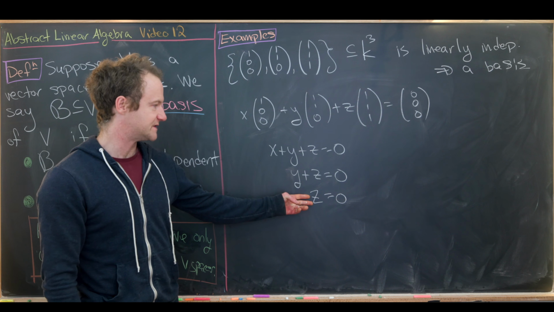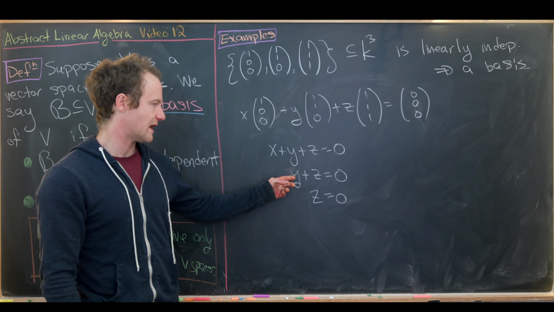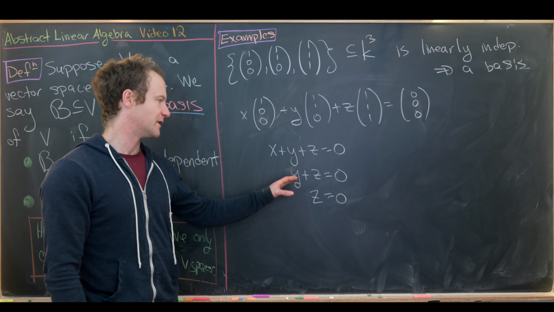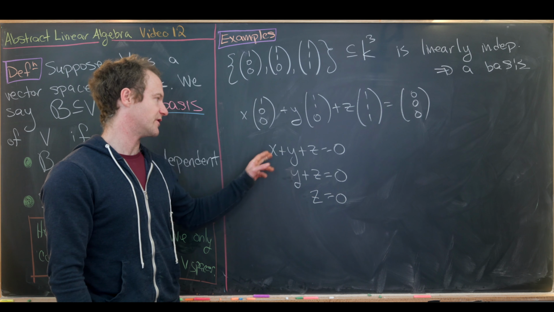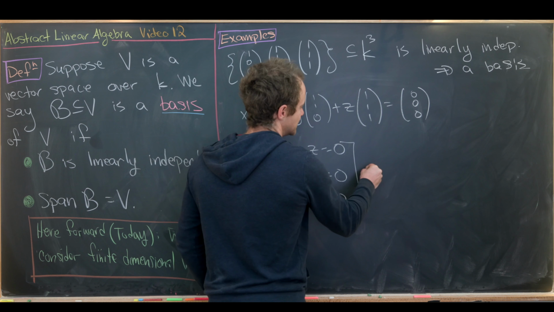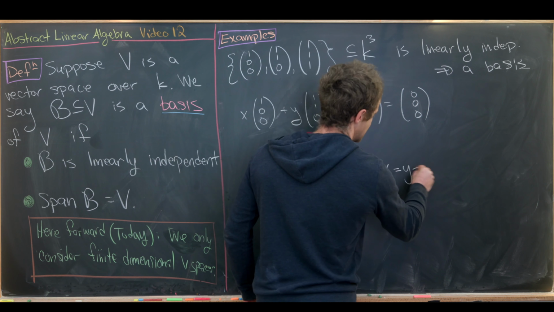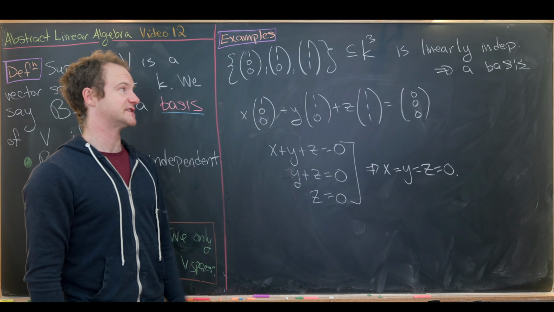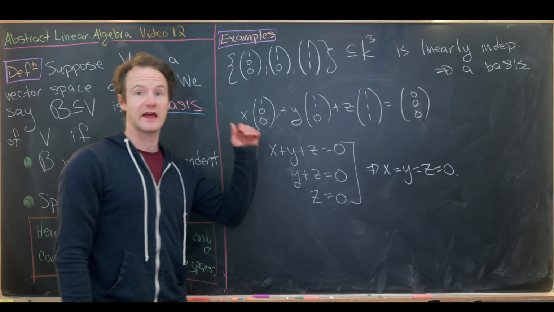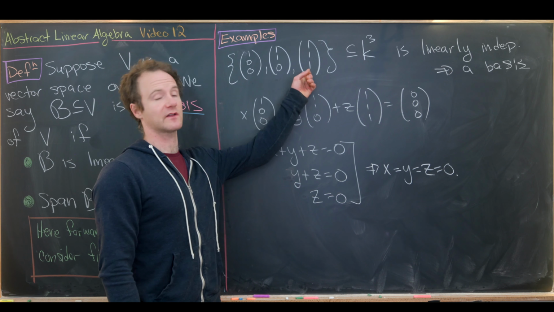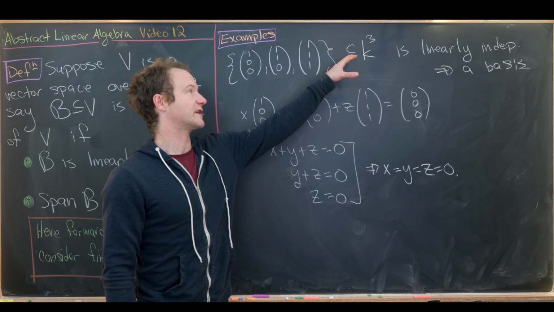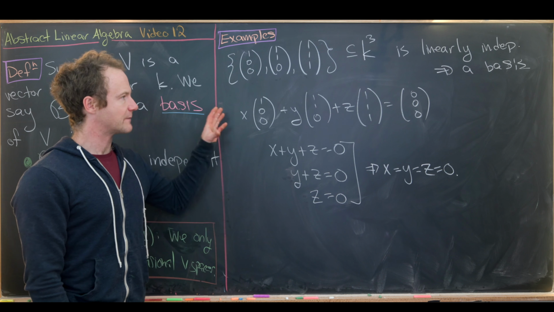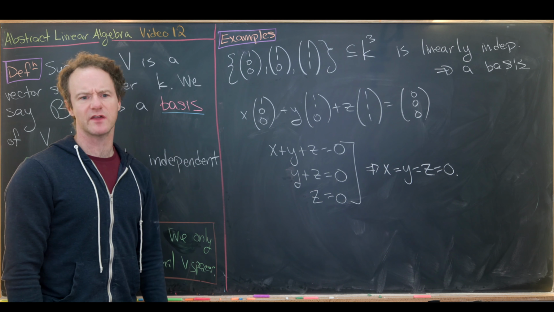But check it out. If z is equal to 0, then y is equal to 0, because we have y + 0 = 0. But then if y and z are 0, then x is 0 as well. So here we get x = y = z = 0, but that's exactly the condition that we need for this to be linearly independent. And then like I said, we've got three linearly independent vectors in a three-dimensional vector space. That means it is indeed a basis. Okay, so let's clean this up and we'll do another similar example.